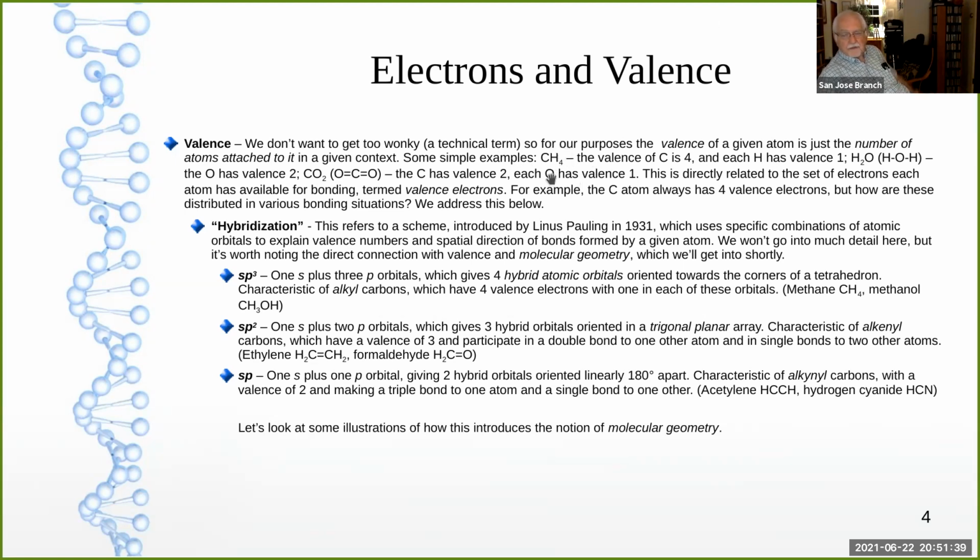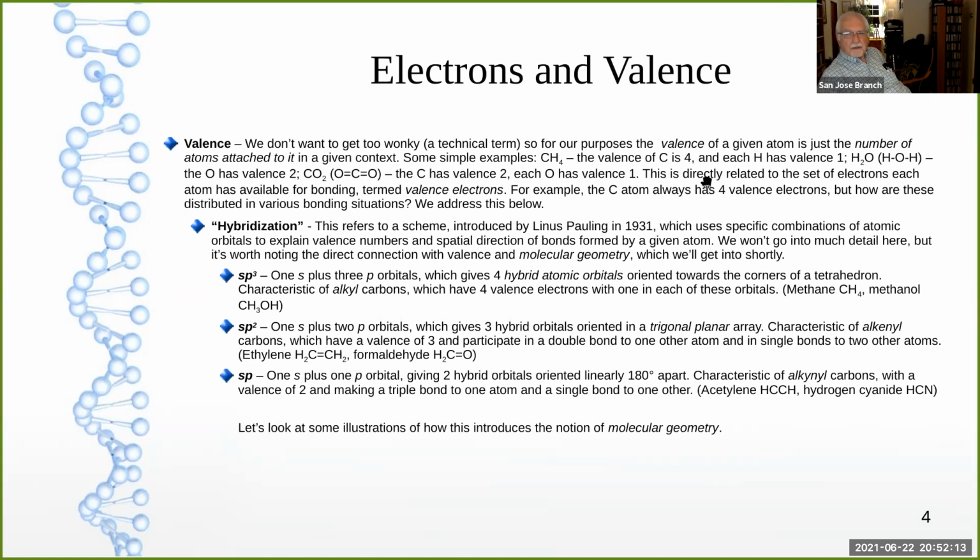It has just these 4 hydrogens. And each hydrogen here has a valence of 1, which is the typical thing for hydrogen. It's only got 1 other atom bonded to it. For H2O, the oxygen has a valence of 2 because it's attached to 2 other atoms. In carbon dioxide, the carbon has a valence of 2 because it's attached to 2 other atoms. And each oxygen has a valence of 1.